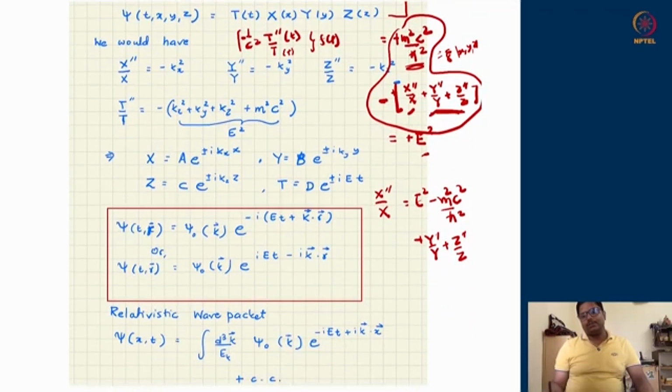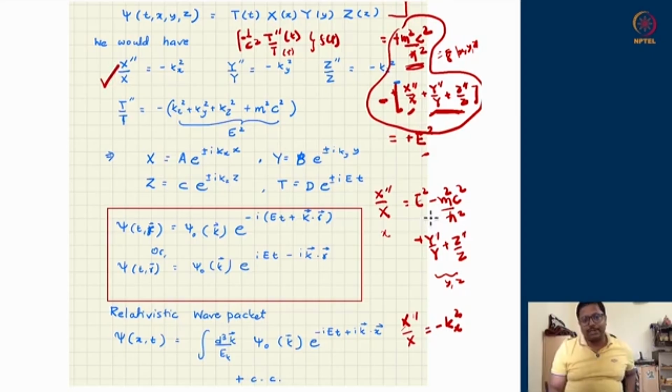Okay, so therefore again left hand side is a function of small x, right hand side is a function of y and z, and they should agree on all x, y, z points. That means they should better agree that they are equal to some constant. So x double primed upon x is equal to some constant, let us call it minus kx square. So I will get capital X double primed upon x is minus kx square.